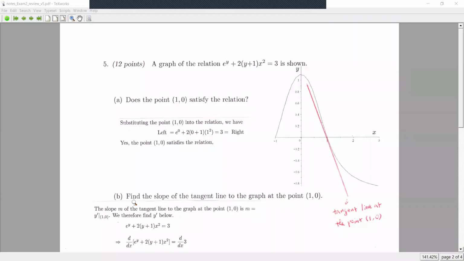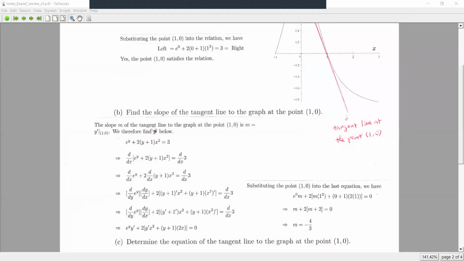Part B. Find the slope of the tangent line to the graph at the point 1, 0. From part A, this point 1, 0 is a point on the graph of this equation. At this point, there is a tangent line, and we need to find the slope of the tangent line. To find the slope of the tangent line, we need to compute derivative y prime. After we get y prime, plug in the point 1, 0 in y prime to get the slope of the tangent line.